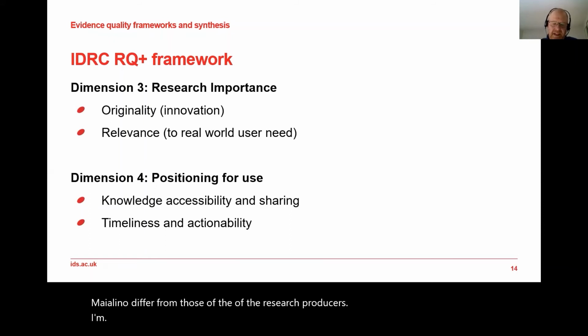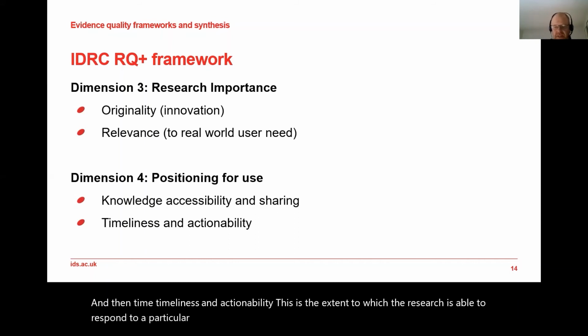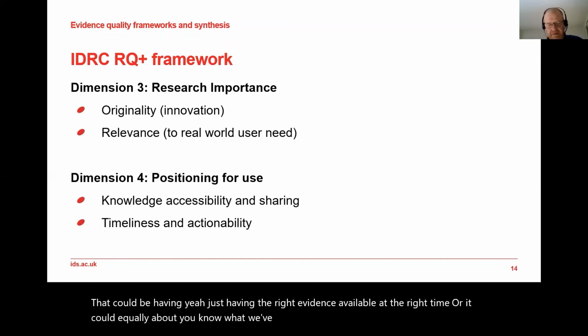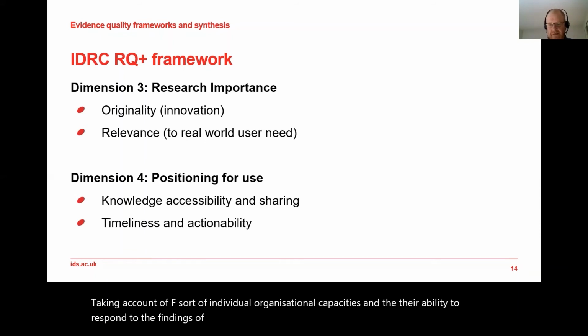And then timeliness and actionability. This is the extent to which the research is able to respond to a particular policy window or a particular opportunity. So that could be just having the right evidence available at the right time, or it could equally be about what we've talked about already in terms of taking account of individual or organisational capacities and their ability to respond to what the research says.